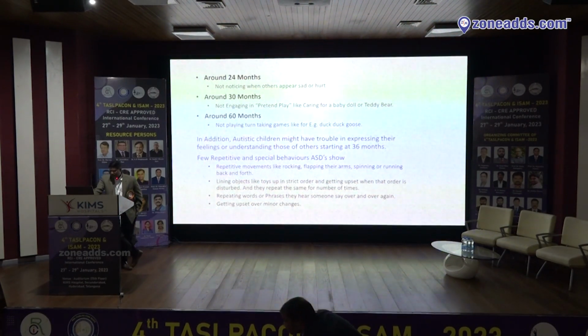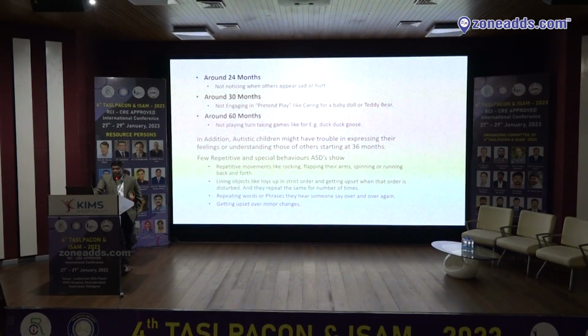A few repetitive behaviours, which I have mentioned earlier. Repetitive movements like rocking, flapping their arms, spinning or running back and forth, aligning objects like toys up in a strict order. In adults, if they do the same thing, we call it OCD. But in kids, we have to look into the autistic factor only. Getting upset when that order is disturbed, and they repeat the same thing a number of times.